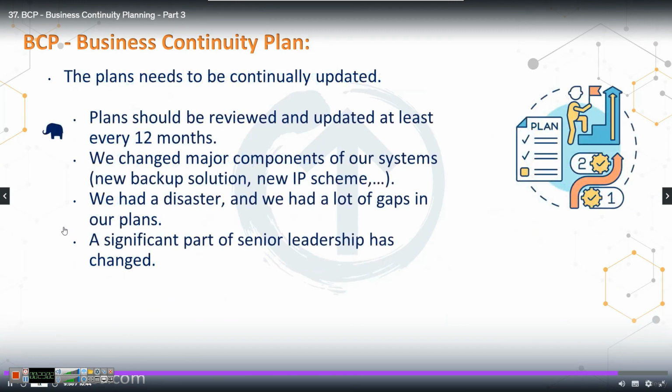And then finally, we talked about how we need to update our BCP when our infrastructure, our systems, or a significant part of senior leadership changes. The first two make sense to most people. If we have changes to our infrastructure or our systems, we need to update the plan, because if we don't, we won't be able to restore those systems and we might not be able to use the infrastructure.